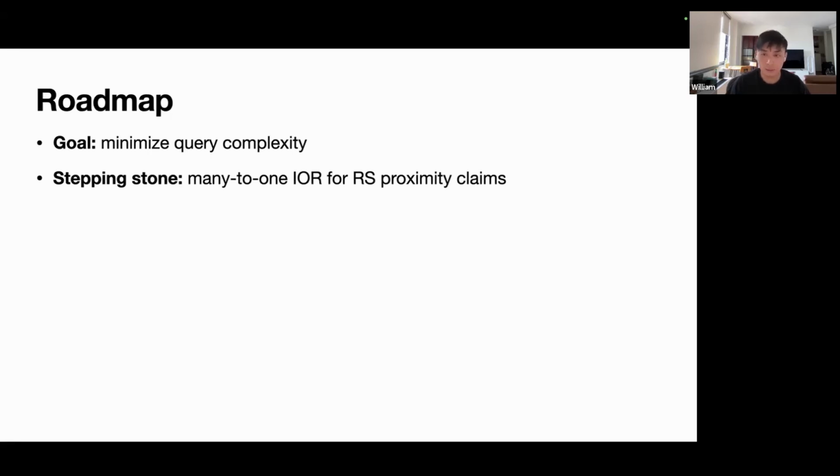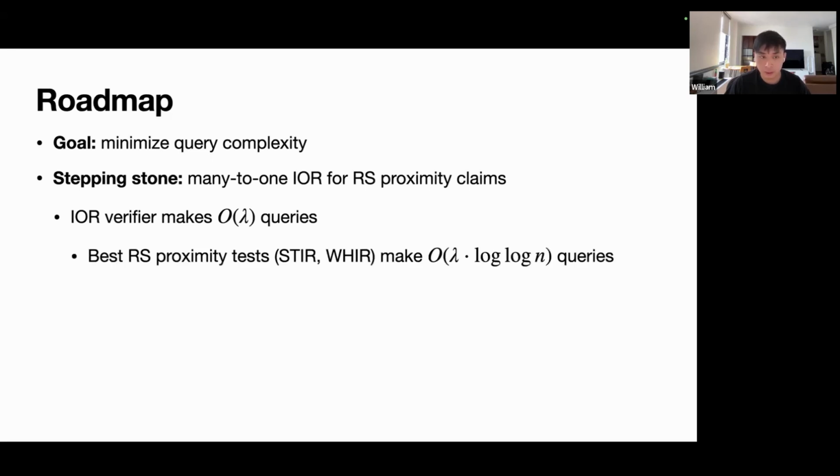I'll define what a proximity claim is in the next slide. And the key feature of our reduction is that the verifier makes O of lambda queries, where lambda is the security parameter. Now, in contrast, the best-known Reed-Solomon proximity tests, like STIR and WHIR, make O of lambda times log n queries. So we're shaving this factor of log n. Obviously it depends on how you set the parameters, but in practice, this can be quite significant.